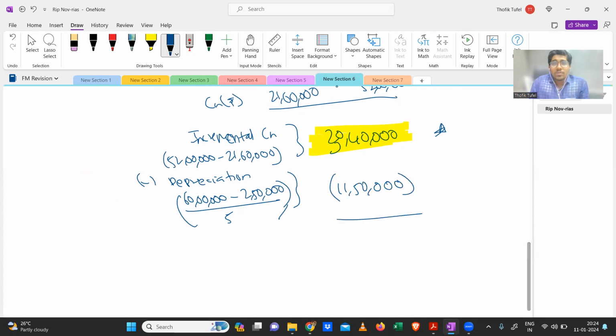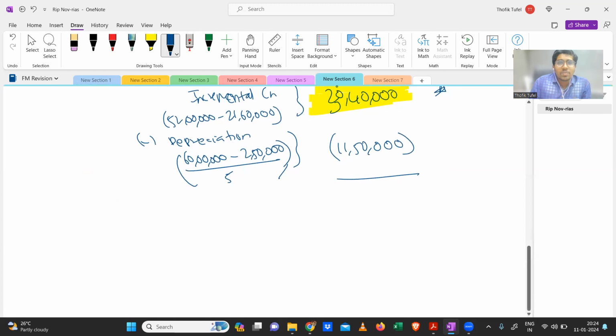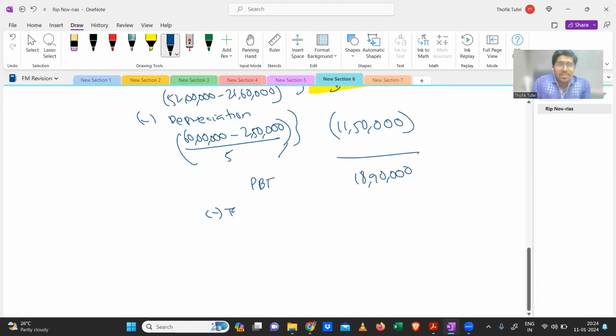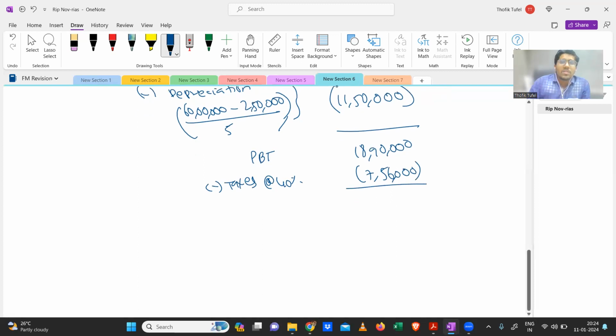I have to add back this also. I'm not having any taxes at all. So this becomes my profit before tax. What is my profit before tax now? 18 lakh 90,000 is my profit before tax. Now I have to reduce taxes, at the rate of 40%. So on 18 lakh 90,000, what are my taxes? 7 lakh 56,000 is my taxes.